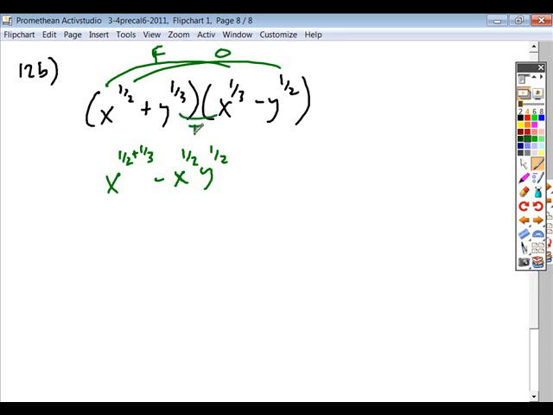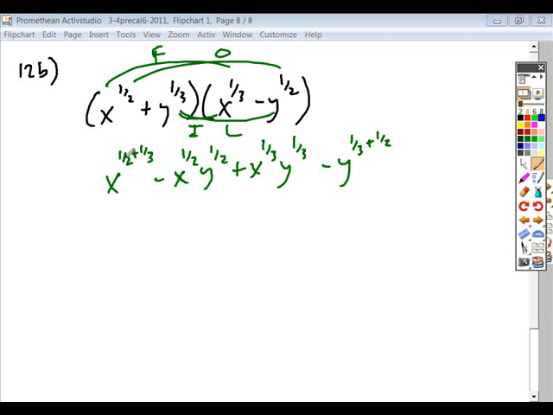Work through our inner products, so plus x to the 1/3, y to the 1/3, and then go to our last product, and that is negative. We have our common basis, so we add their powers, y to the 1/3 plus 1/2. So here is the simplified form. We just combine our fractions here.